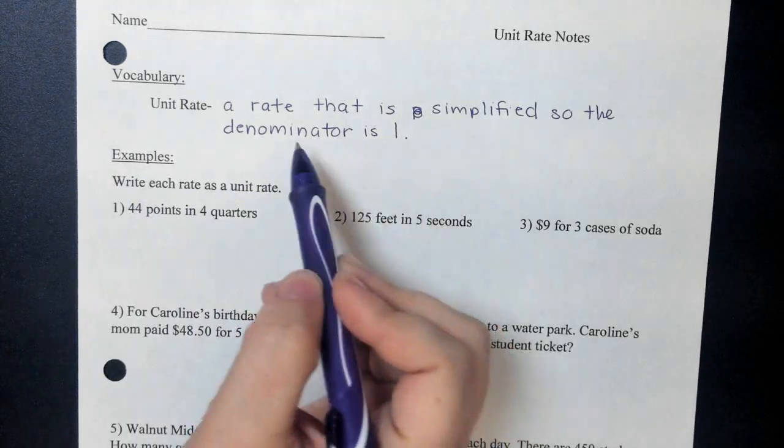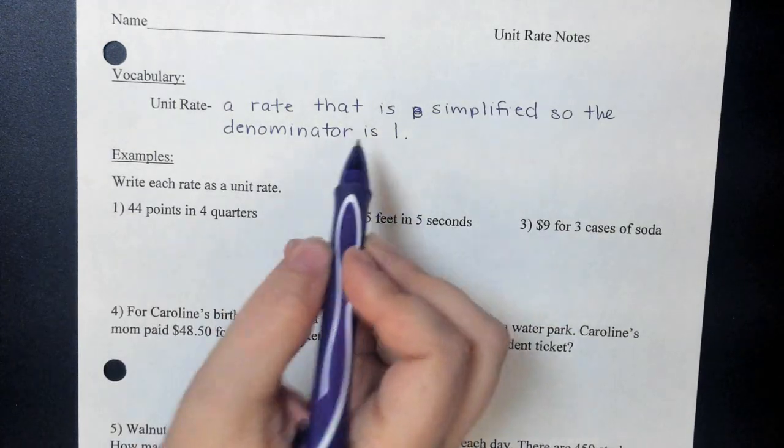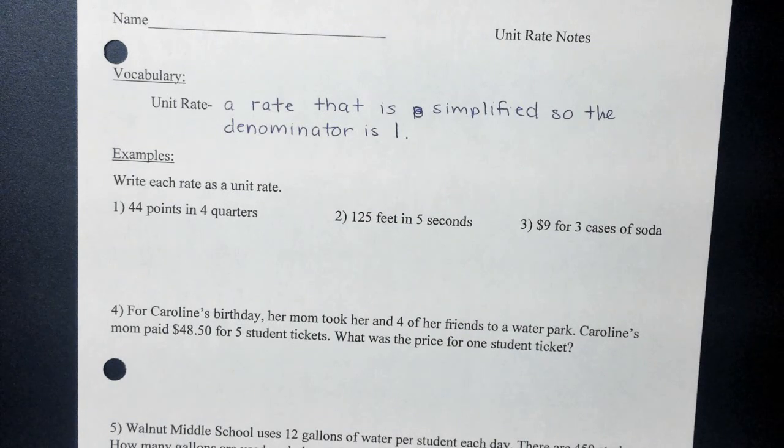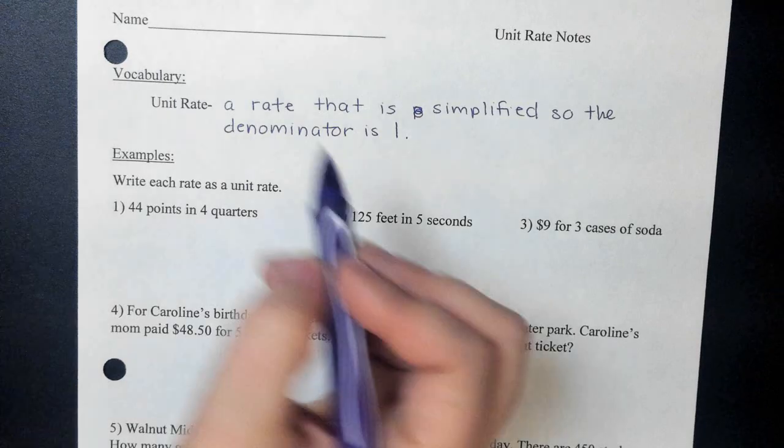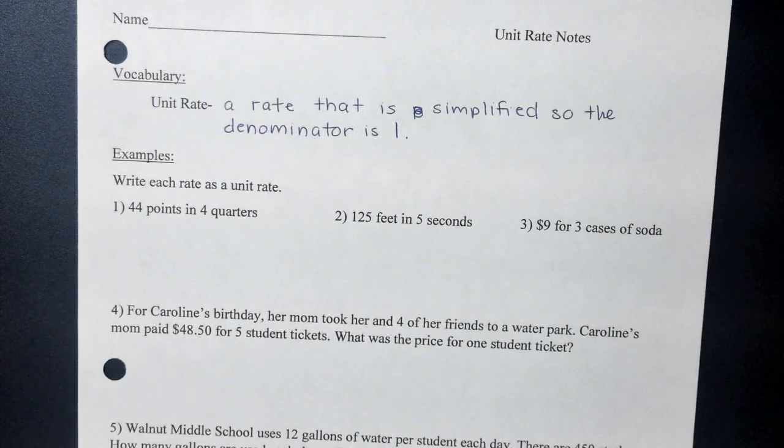Guys, I need the denominator to be 1. So when we simplify, we're dividing. What could I divide by that gives something a 1? What would I divide by that gives something a 1, Vanessa? Itself. So in this case, since I want the denominator to be 1, what am I going to divide the fraction by? When you say itself, what is it?